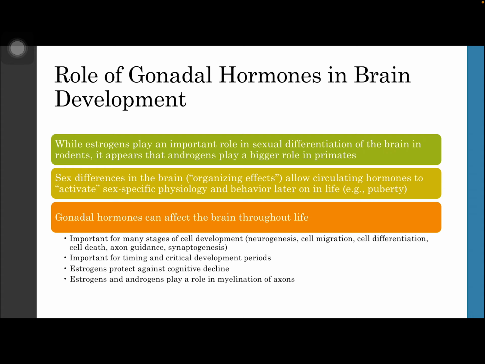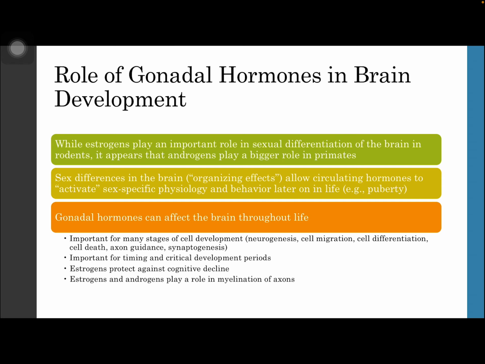Now, we know that gonadal hormones are not only important for critical periods of development, but they're also important throughout life in terms of brain development. So gonadal hormones are important for lots of stages of cell development, going from neurogenesis all the way to cell death, axon guidance, synaptogenesis, all those very important stages. It's really important for those critical periods and for timing. For example, for puberty, that's all timing specific to what's going on in the body.